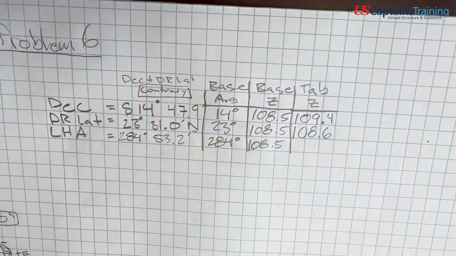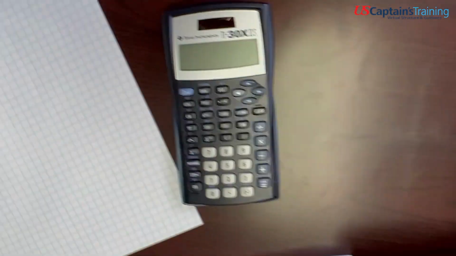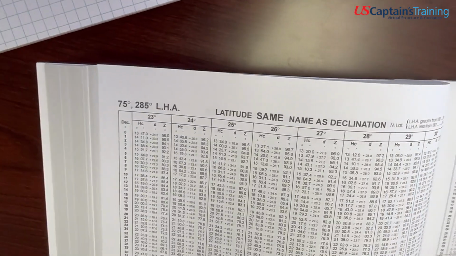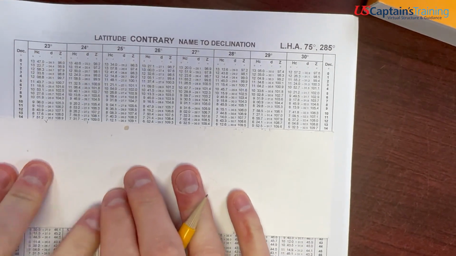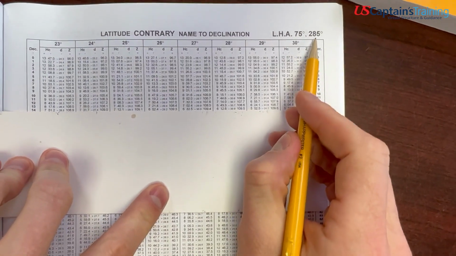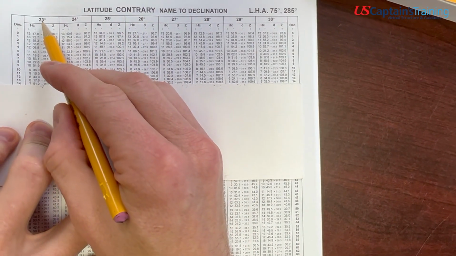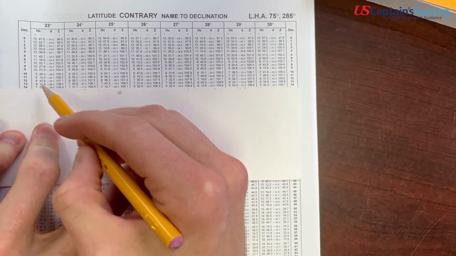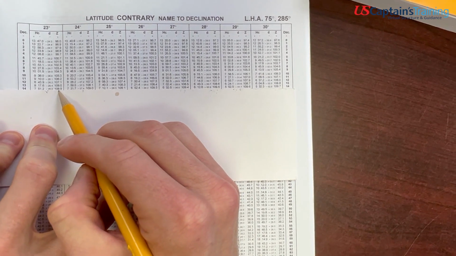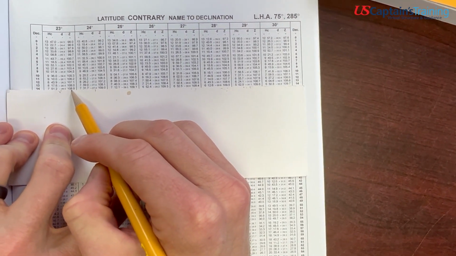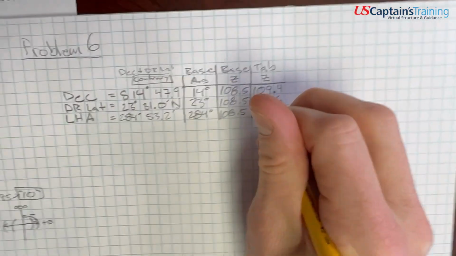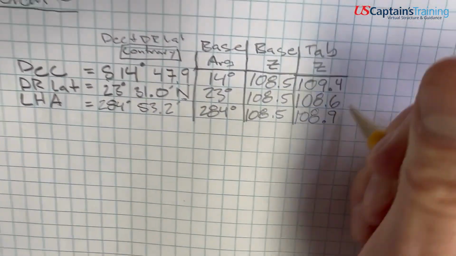108.6. And now we need to bump our LHA up by 1, so it means we need to turn the page. Yeah. And so now we're over here. And we are 285. Contrary, 23, 14 Z column, 108.9.